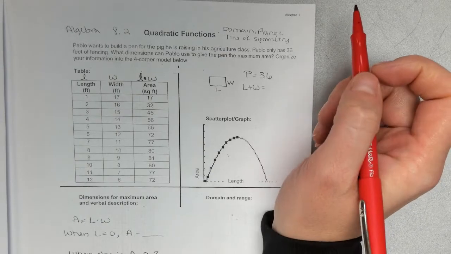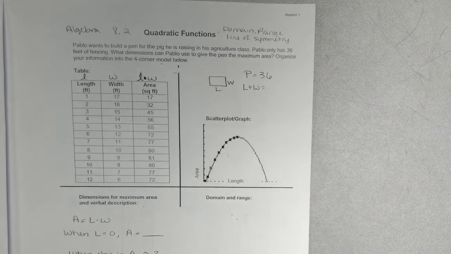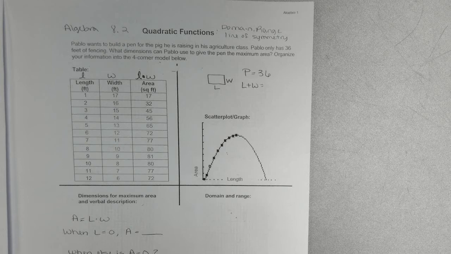So we have a word problem here. Pablo wants to build a pen for the pig he's raising for his ag class. He only has 36 feet of fencing. What dimensions can Pablo use to give the pen the maximum area? Organize your information into the four-corner model below.